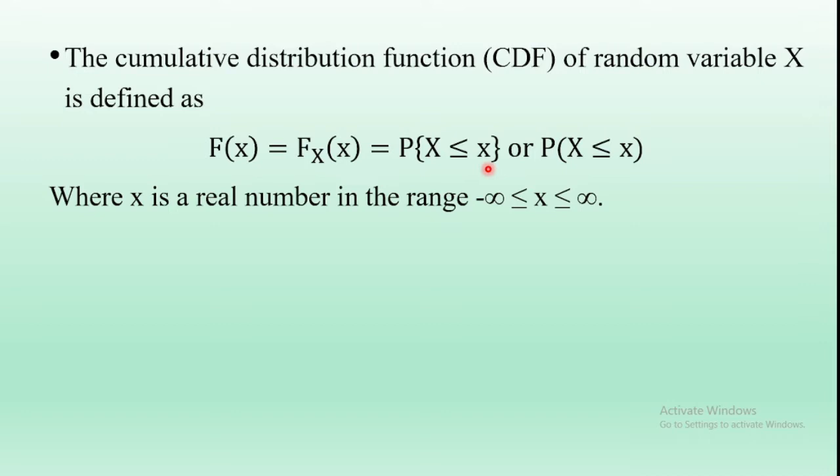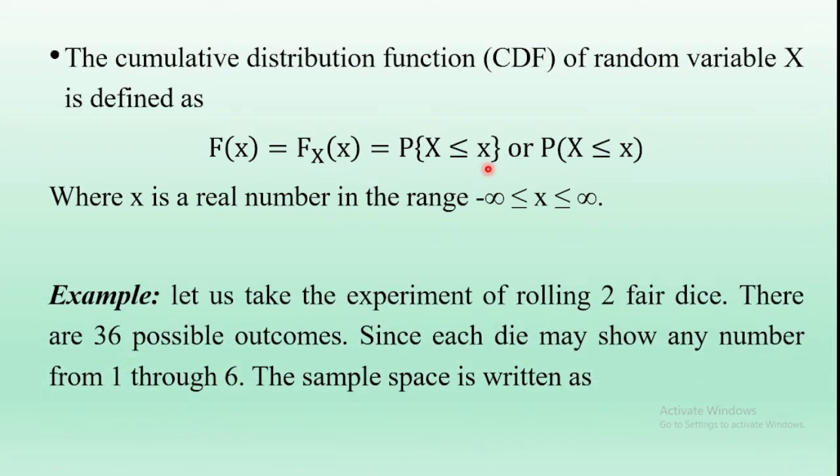Now coming to the example of the cumulative distribution function. Suppose, for example, let us take the experiment of rolling a pair of two dice. Totally there are 36 possible outcomes, since each die may show any number from 1 through 6. The total outcomes of rolling a pair of two dice are 36, and each die may show any number from 1 through 6.